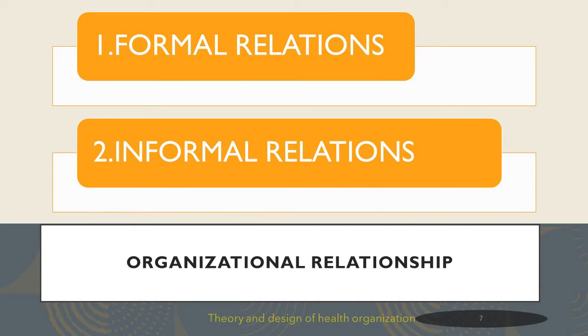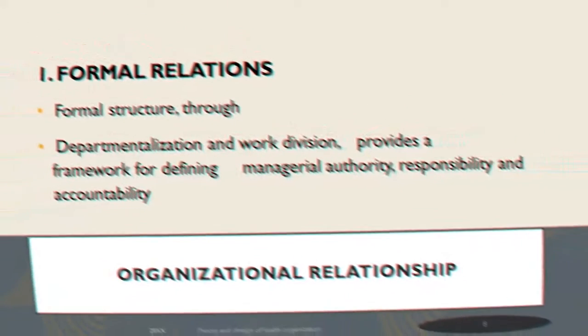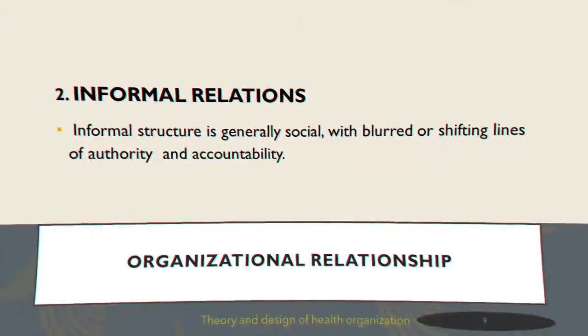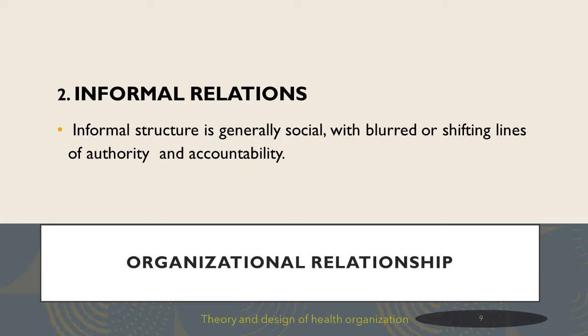Organizational relationships divide into two: formal relations and informal relations. In formal relations, the formal structure, through departmentalization and work division, provides a framework for defining managerial authority, responsibility, and accountability. Whereas in informal relations, the informal structure is generally social, with blurred or shifting lines of authority and accountability.